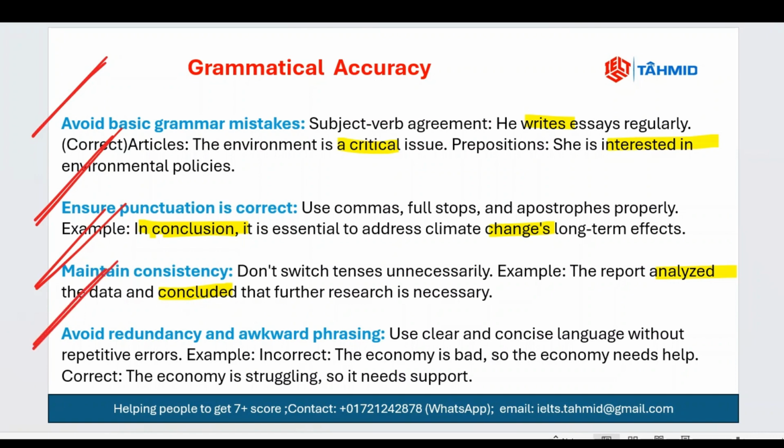And the last point regarding grammatical accuracy is to avoid redundancy and awkward phrasing. Use clear and concise language without repetitive errors. For example, now let me put focus on an incorrect presentation. The economy is bad, so the economy needs help. In this case, the economy is bad, so the economy needs help is a kind of repetition of an idea, or you can say a kind of redundancy as well. Rather than this, you should put the correct form. The economy is struggling, so it needs support. This one is much more preferable in academic writing.